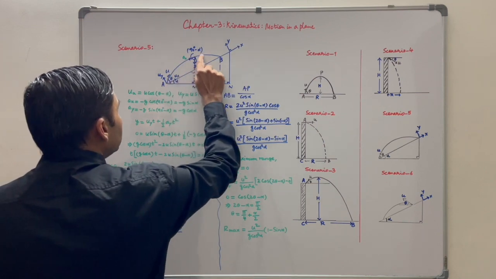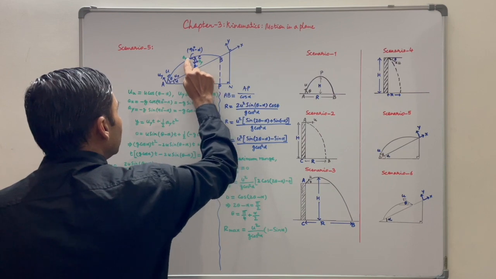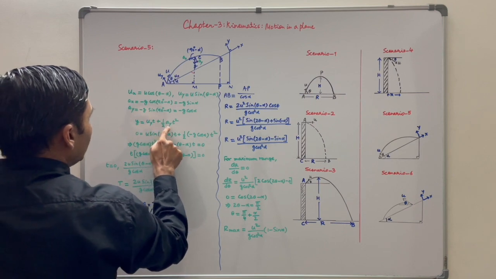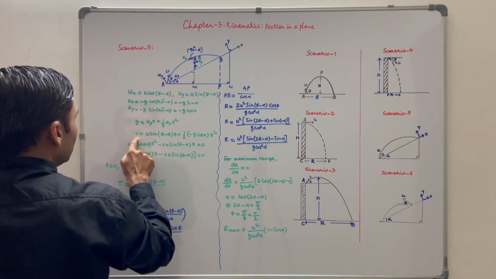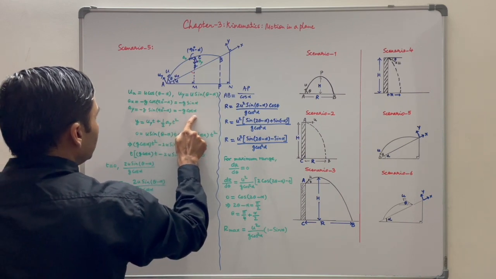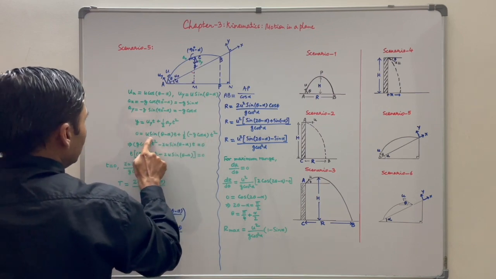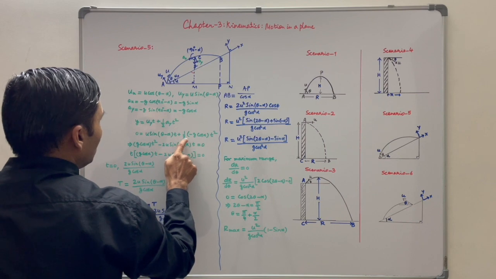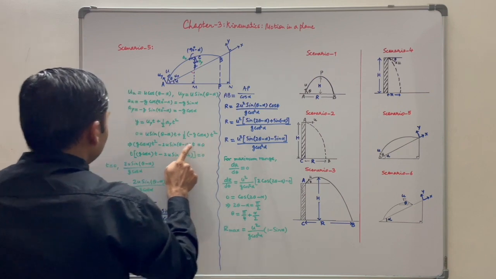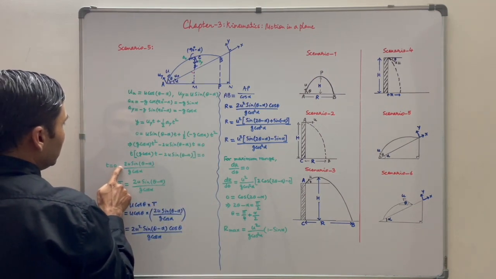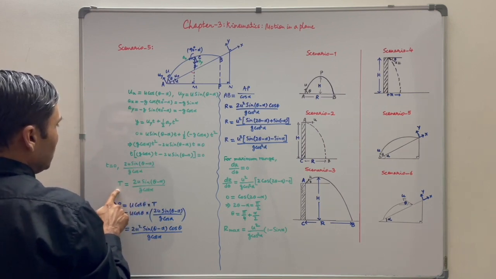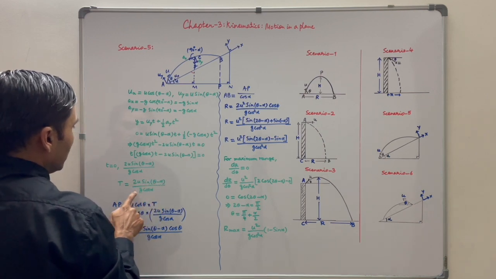Now when the particle hits the plane at B, vertical displacement will be equal to 0. So y is equal to Uy t plus 1 by 2 Ay t square. y is equal to 0, Uy is equal to u sin theta minus alpha, and Ay is equal to minus g cos alpha. So 0 is equal to u sin theta minus alpha t plus 1 by 2 minus g cos alpha t square. This gives a quadratic in t. Values of t will be t is equal to 0 and t is equal to 2u sin theta minus alpha upon g cos alpha. So time of flight will be equal to 2u sin theta minus alpha upon g cos alpha.